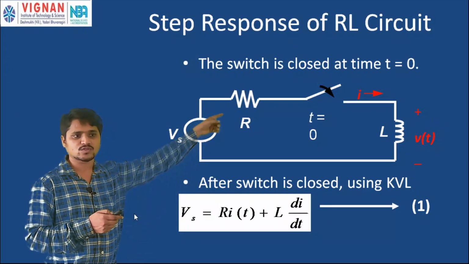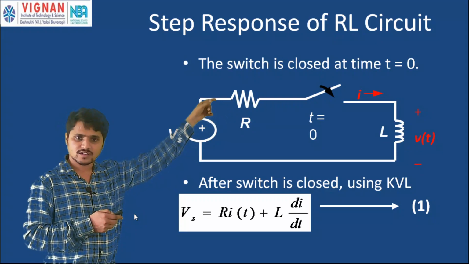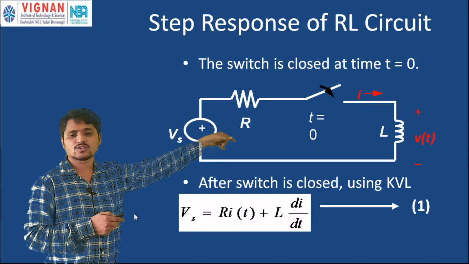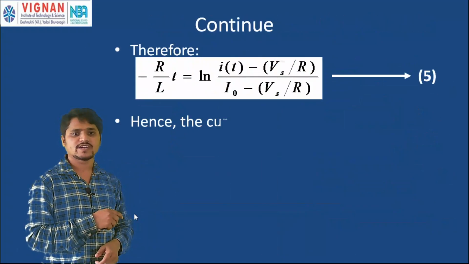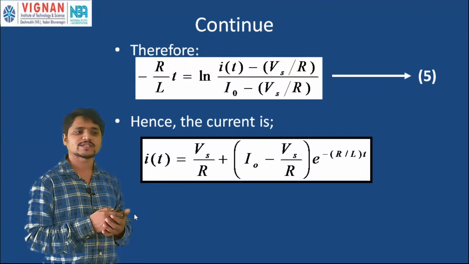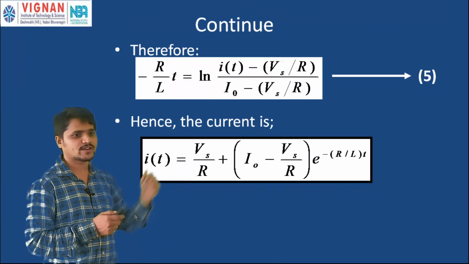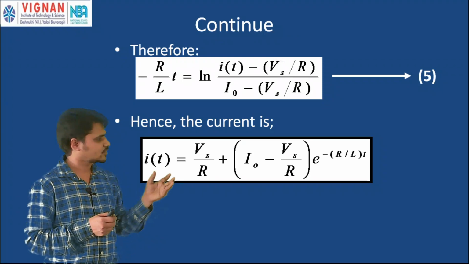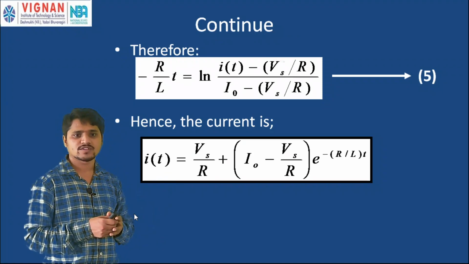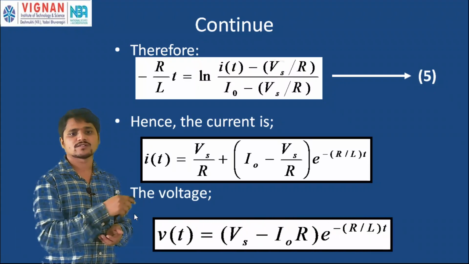So in the circuit given, the red color one, I have I, that is the step response of the RL circuit, and the voltage we have to find. Therefore we found that the current is I of t equal to Vs by R plus I naught minus Vs by R into e to the power of minus R by L into t. So there are small mathematical operations involved here. Of course we can solve this mathematical equation. You have to do a small integration.